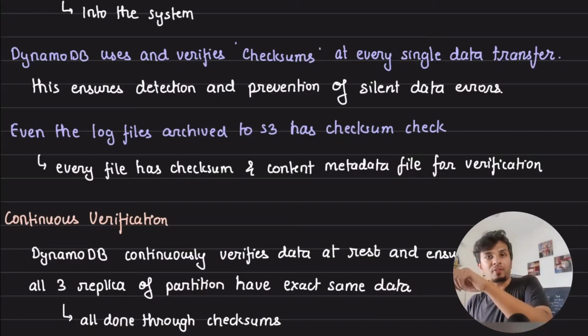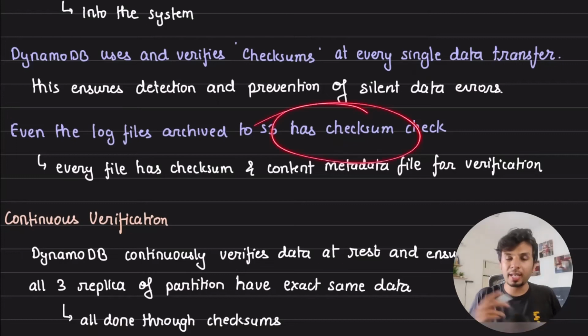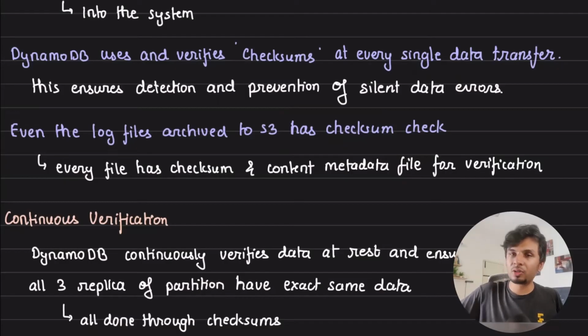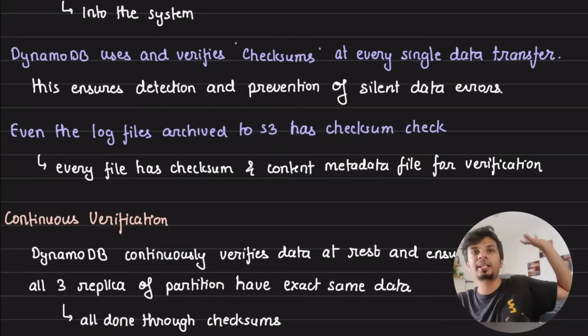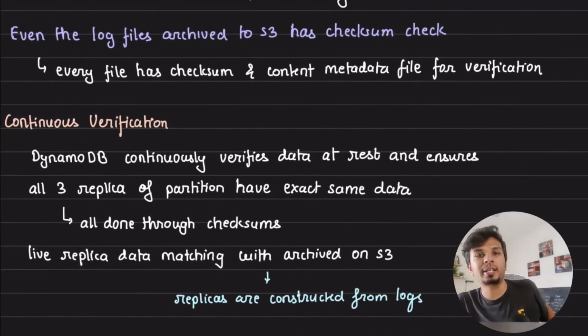Apart from that, even the log files that are archived on S3 are also piggybacked, or have a checksum file attached with them. This just ensures that what I intended to store on S3 is exactly what is getting stored on S3. In case there is a checksum failure, do a retry. So you ensure that there are no silent failures in your data.